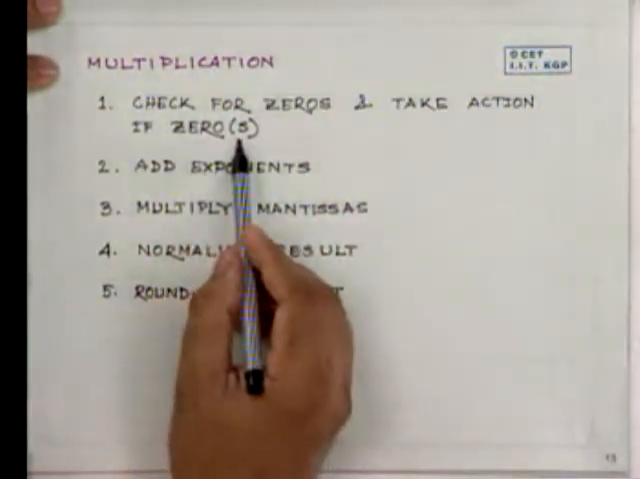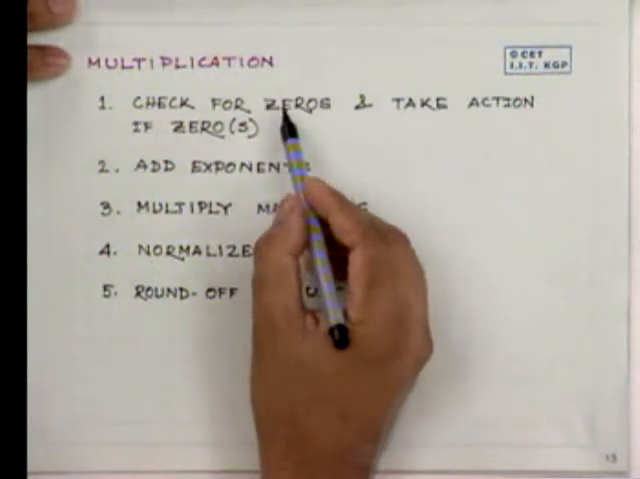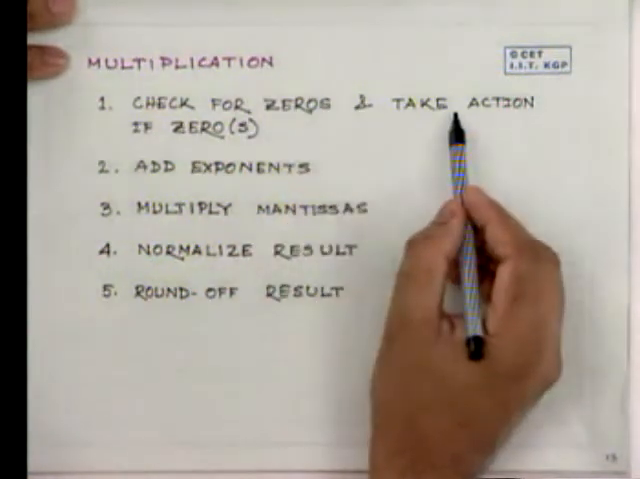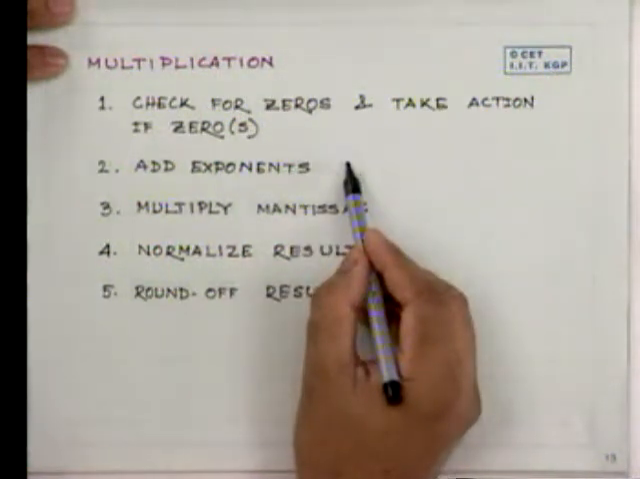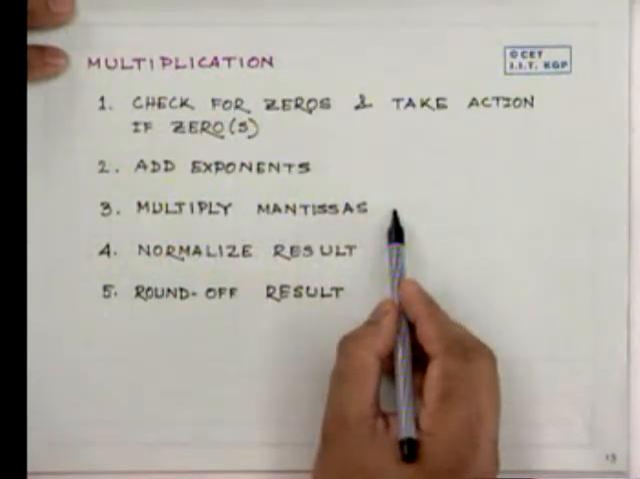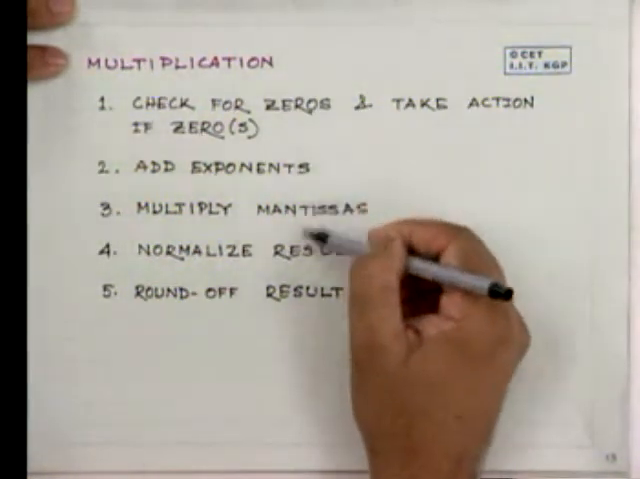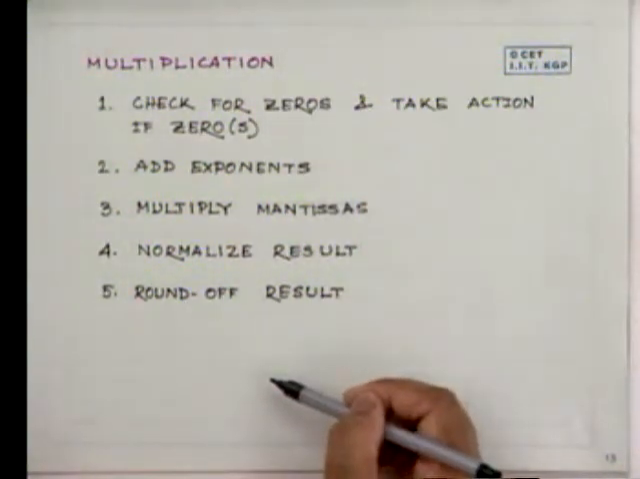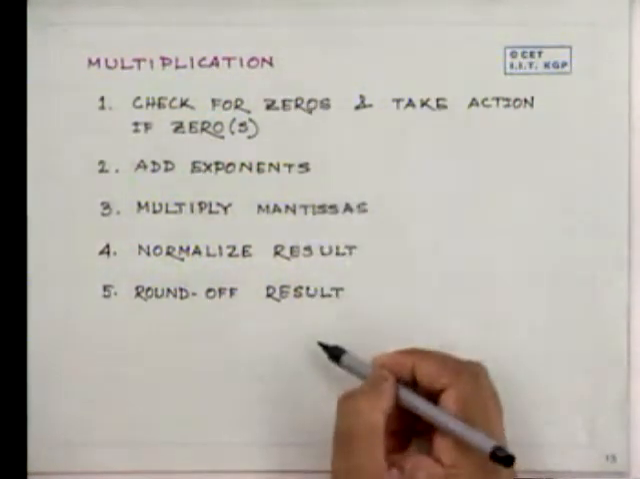Okay, this is what has been done here. The simple algorithm will be: check for zeros and take action if zeros. That means assume that if one of them is 0, then the result is 0. Then add exponents, multiply the mantissas, normalize the result, and round up the result. These are the basic steps that we'll have to do for multiplication of two floating point numbers.